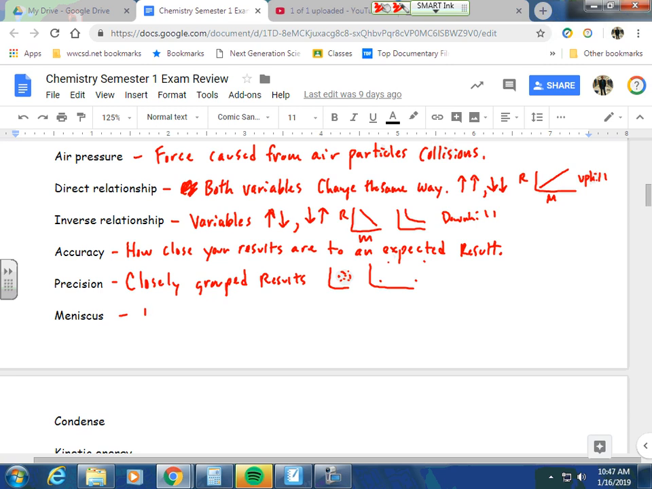Meniscus, okay? So you guys have seen us, we did measurements with graduated cylinder, and what happens is liquids tend to attract a little bit to the sides of the container, and what it causes is a little depression in the middle of it. So this is the meniscus, and what we do is we always measure from the lowest point.